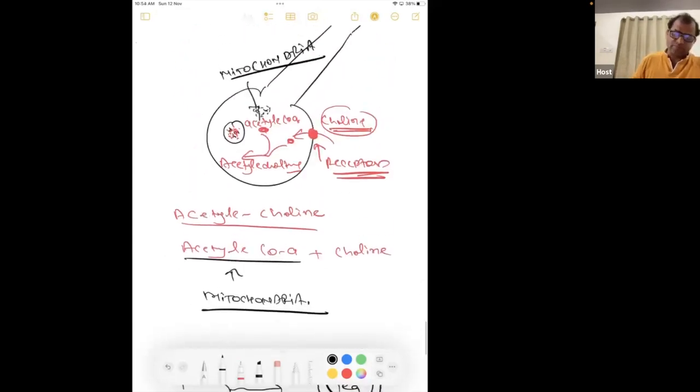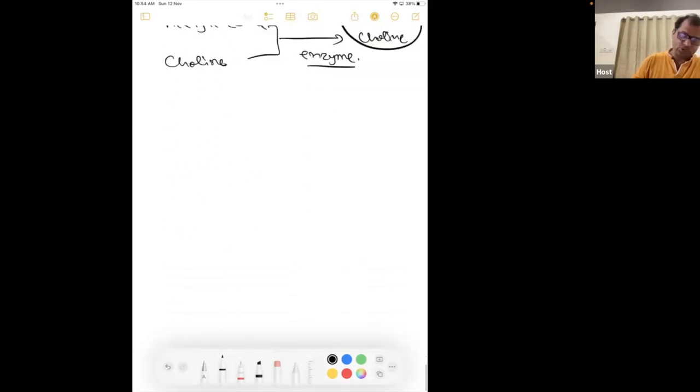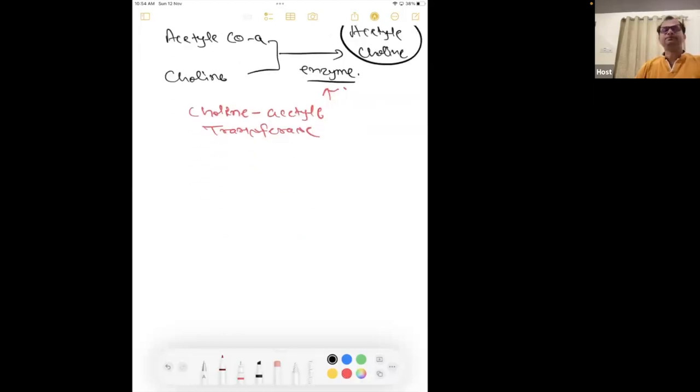So the name of this enzyme also I would like to tell you here. The name of this enzyme, who is doing this work? That is called choline acetyl transferase. The name is very simple. So now, in the presence of this enzyme, there is a formation of acetylcholine.